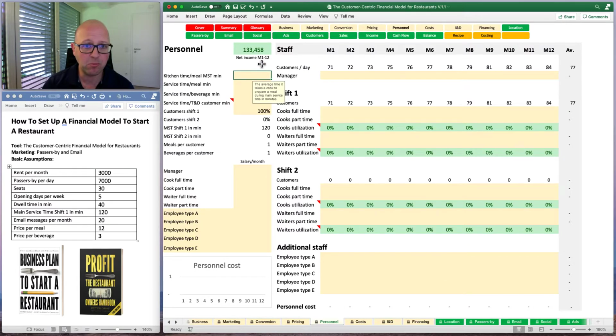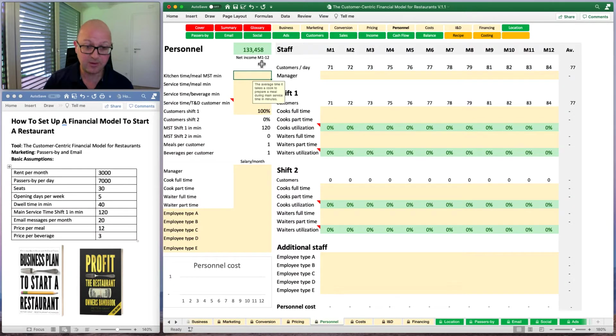Kitchen time per meal, MST minute. What does it mean? In basic terms, it's how long the cook needs to prepare one meal during rush hour. Means how long does he need to prepare one burger if you run a burger restaurant? And if you're well organized, he can do this job in, let's say, 2 or 3 minutes.